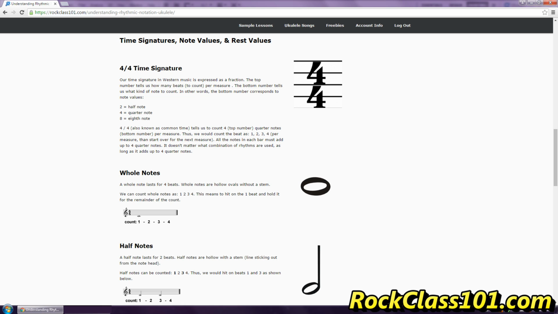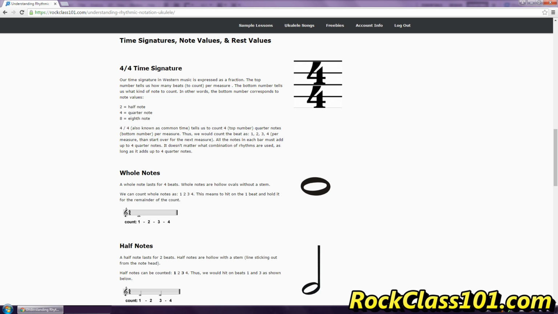So our whole note is always going to be depicted as an oval that is hollow. And there's not a stem, so there's not one of those lines sticking out of the note head. So there's never any stem. And a whole note lasts for 4 beats. So when you hit it, you hold it out. 1, 2, 3, 4. So we're going to hold it out for 4 beats.